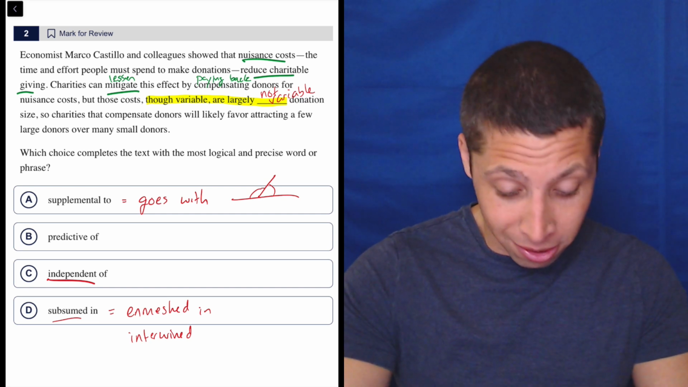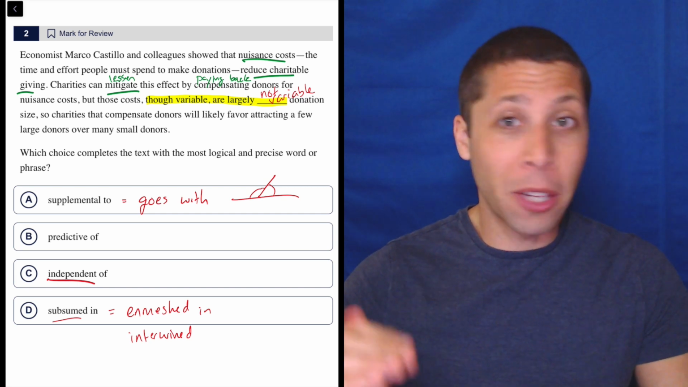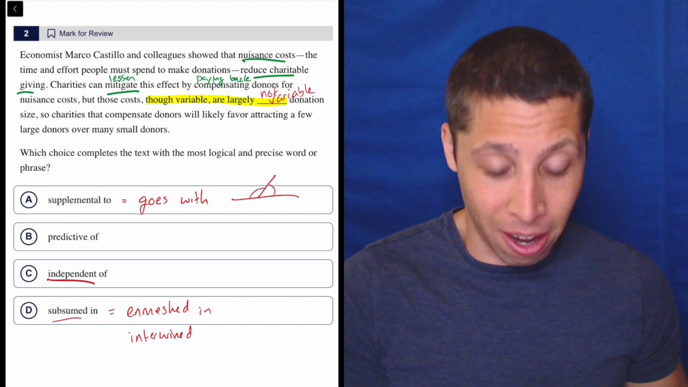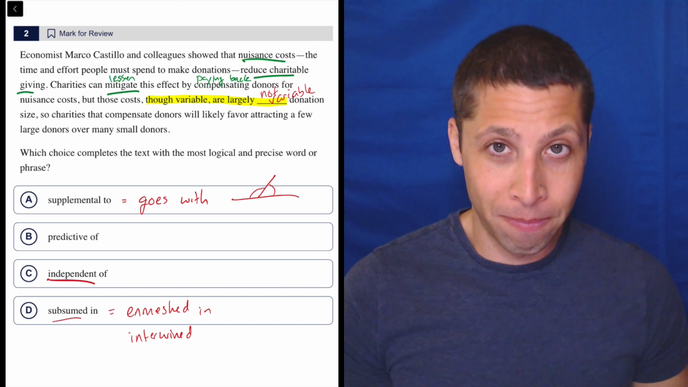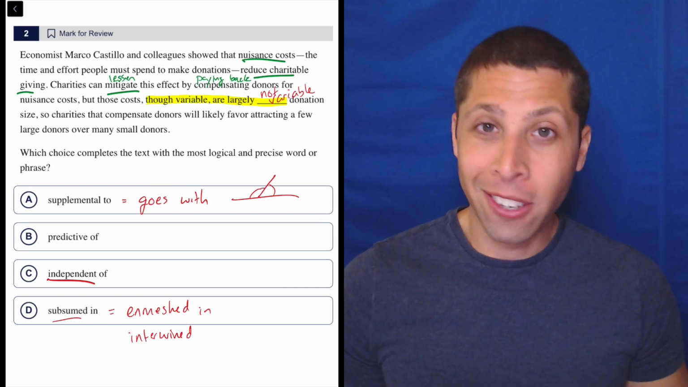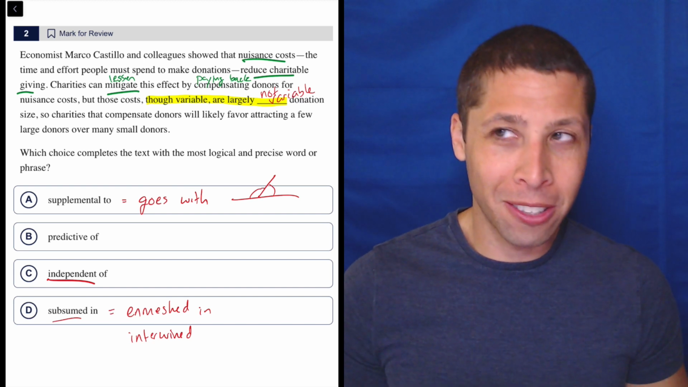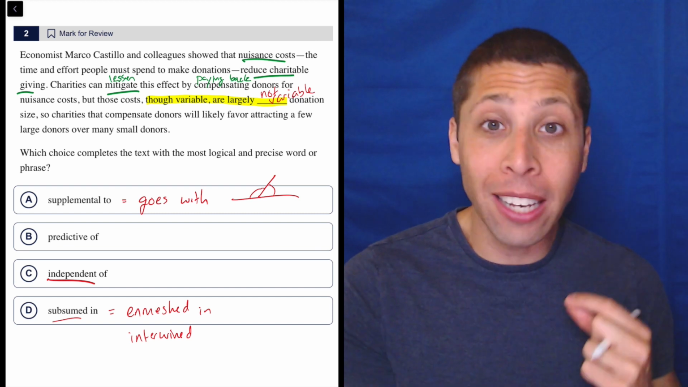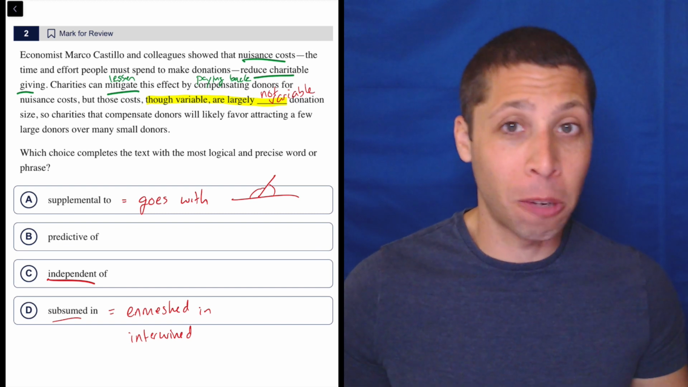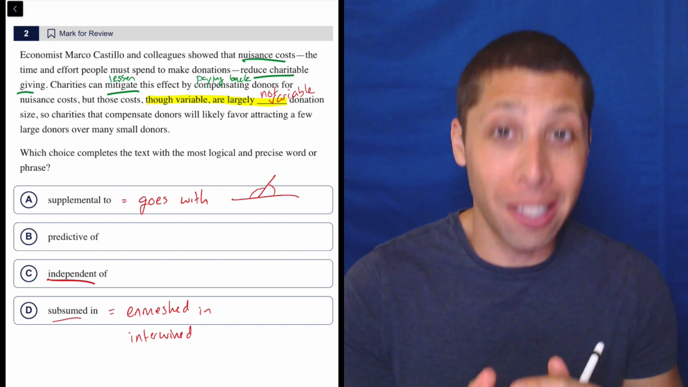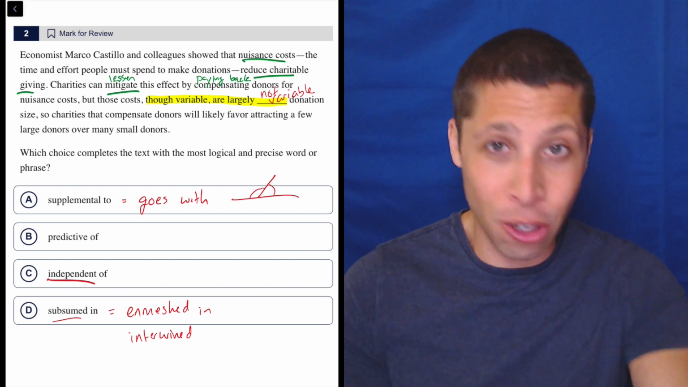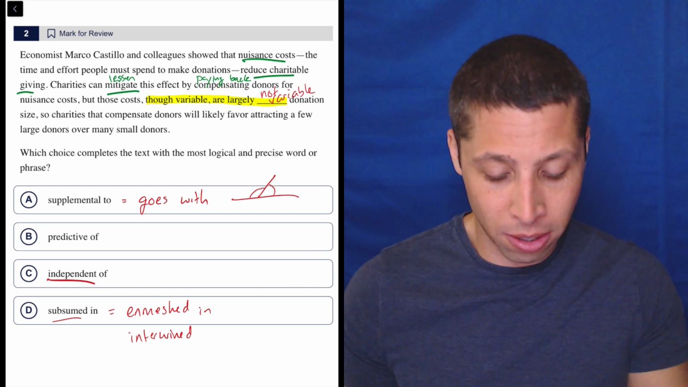But those costs, though variable, right? So some of the costs are high, some of them are low, are largely independent of the donation size, okay? So yes, there could be some high and low nuisance costs, but that is not dependent upon how much someone gives. So if you give a lot, you give a little, that is not going to determine how much that nuisance cost is, which means that it's not going to determine how much the charity is going to compensate you for with that nuisance cost.